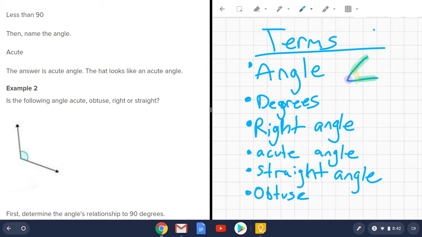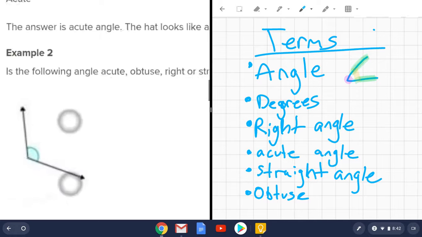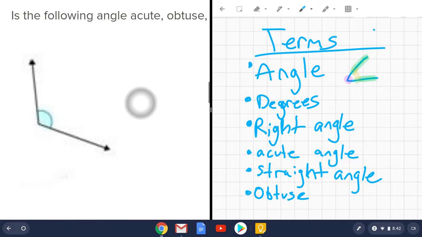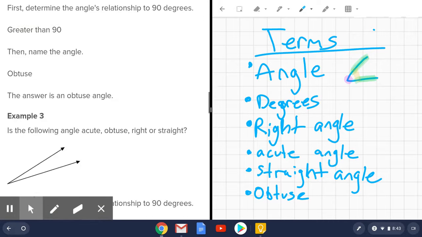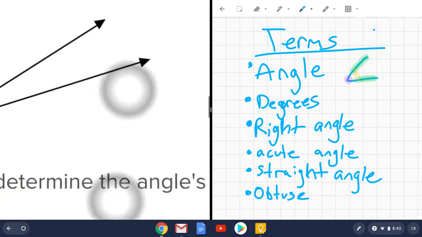Is the following angle obtuse, acute, right, or straight? So is it exactly right? Is it a perfect corner? No, it's not. It's not like a corner that you'd see on a square. So we know it's not a right angle. Is it bigger than a right angle? Yes, it is. So we know it's not acute. Now we need to figure out, is it obtuse or straight? Is it a straight line? No, it's not. So it has to be obtuse. It's bigger than 90 degrees, but less than 180 degrees, right? Perfect.